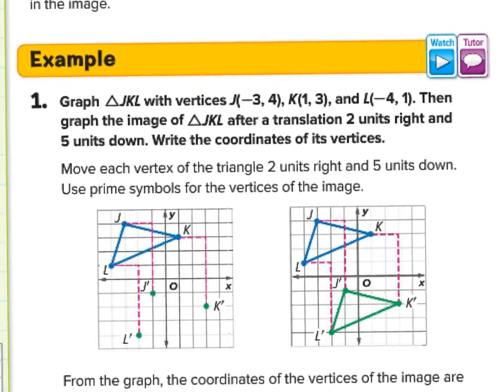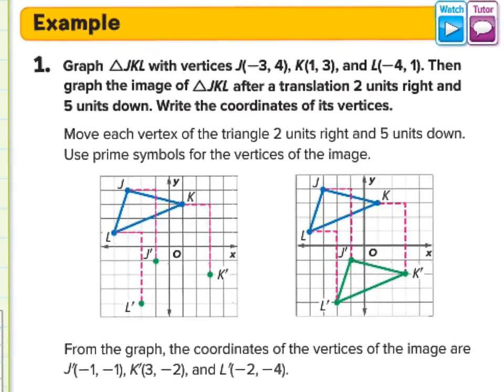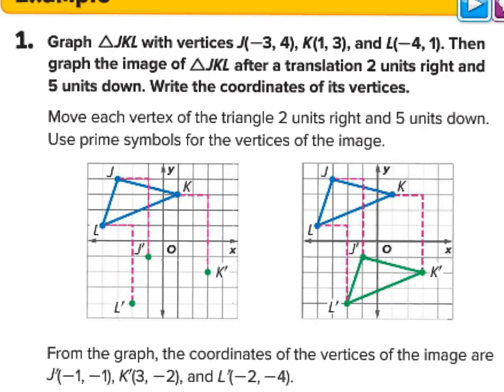Let's look at the first example. Okay. Example 1. Graph triangle JKL, with vertices J being negative 3, 4. You can see here we can count negative 3 to there, 4.